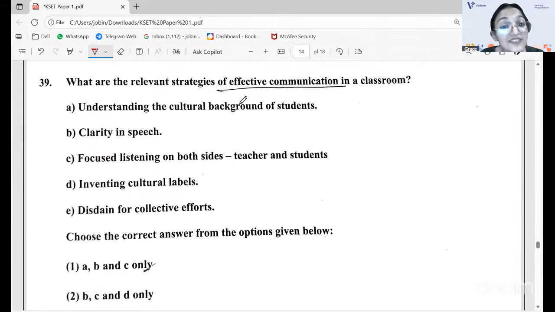What are the relevant strategies of effective communication in a classroom? So this is the question. We'll go through the options. You know that clarity in speech is very important. This is something you can easily come up with. But because it's in a classroom setup, understanding the cultural background of students is also relevant. So A and B, without doubt, are the right options. Now we have 3 others. D you can easily eliminate because it doesn't make sense. Now we come to option C, that is focused listening on both sides, teacher and student. So the right options are A, B, and C. So that is option 1.